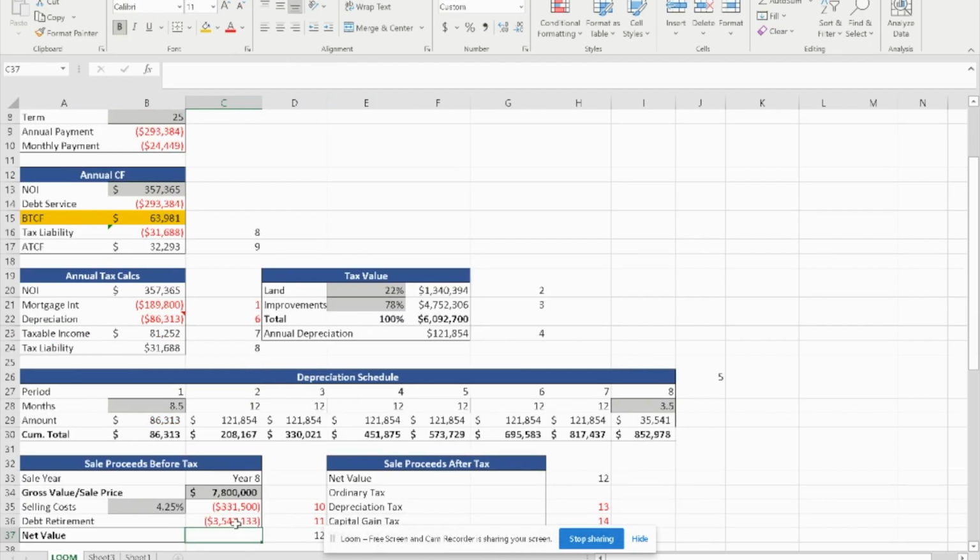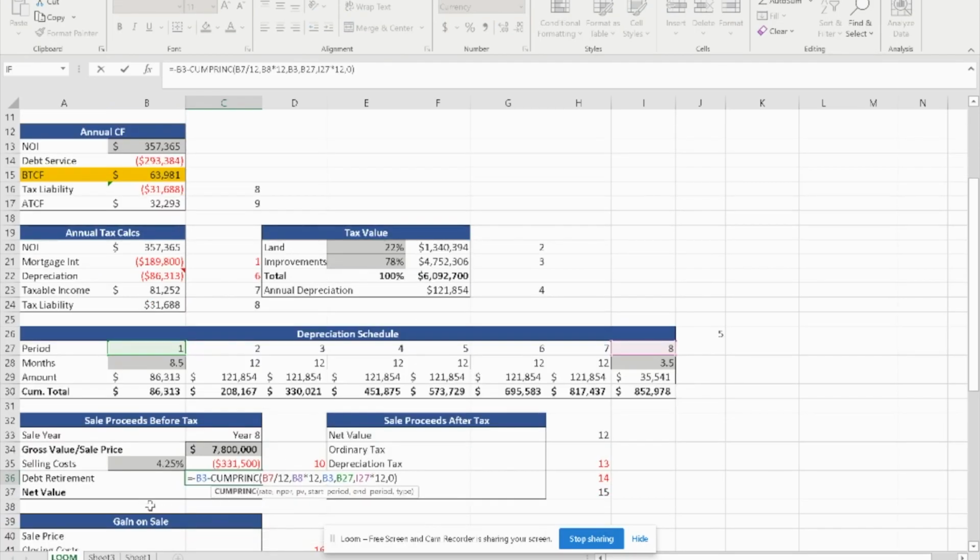So the debt retirement after 8 years, if you want me to highlight this again, I will double click on it so you can see my formula. It's a very lengthy formula, but it's quite simple. If you follow the Excel instructions and the guide that Excel gives you, you should get $3.5 million.